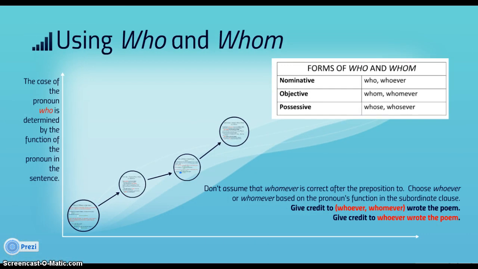Don't ever assume, though, that whomever is correct after the preposition to. And that's a mistake a lot of people make. Choose whoever or whomever based on the pronoun's function in the subordinate clause. Give credit to whoever or whomever wrote the poem. Now this is working as a subject. So you would say, give credit to whoever wrote the poem.